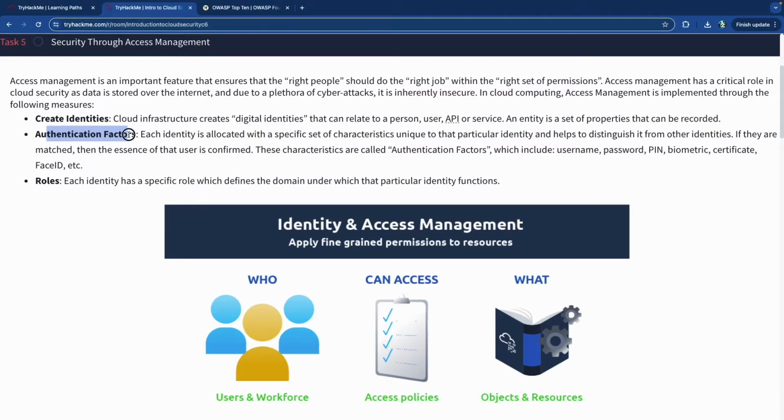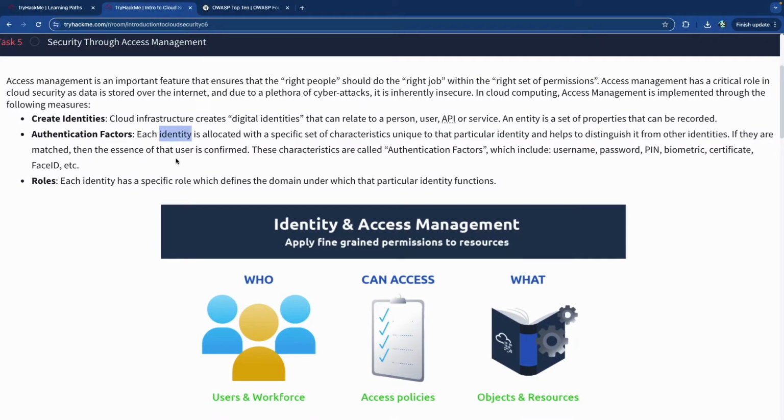Then you have authentication factors. Each identity is allocated a specific set of characteristics unique to that particular identity, which helps to distinguish it from other identities. If the identity and the authentication factor are matched, then the essence of that user is confirmed. The authentication factors could be their username and password, or their username and PIN, a biometric fingerprint, a scan of their face, or a certificate attached to their session. The Face ID I already mentioned. So there are a lot of different factors you can use to authenticate yourself.